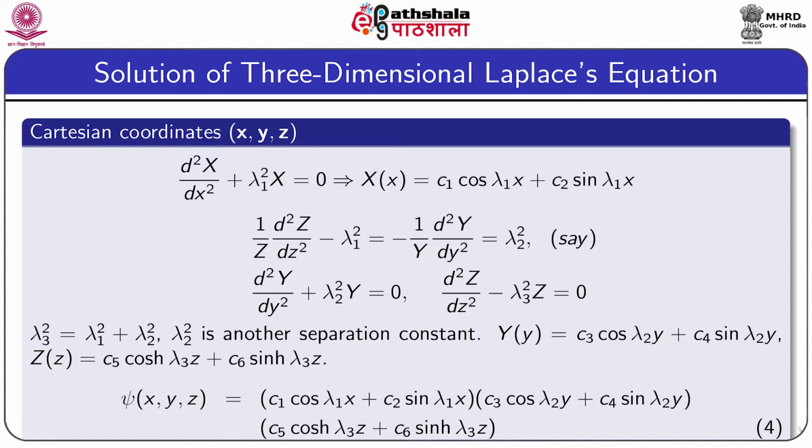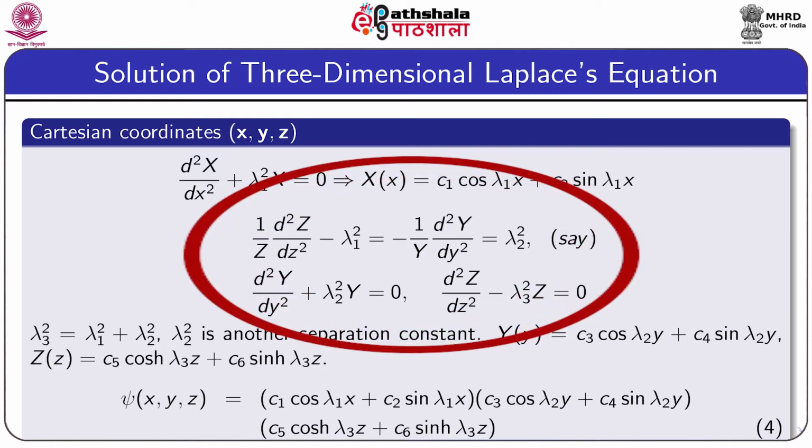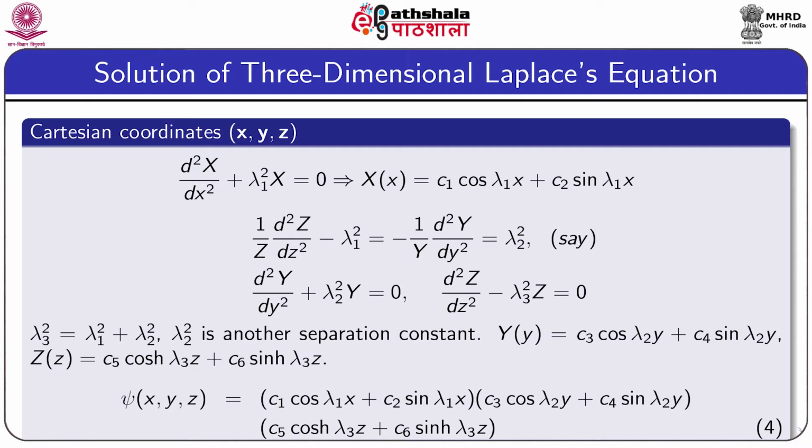Now, let us choose another separation constant lambda 2 squared. So, if we equate minus 1 by Y d2Y dy squared to lambda 2 squared, we get an ordinary differential equation written here: d2Y dy squared plus lambda 2 squared Y equals 0, and we can easily write the solution of this equation which is written here. Capital Y equals C3 cos lambda 2 y plus C4 sin lambda 2 y, where both C3 and C4 are constants.